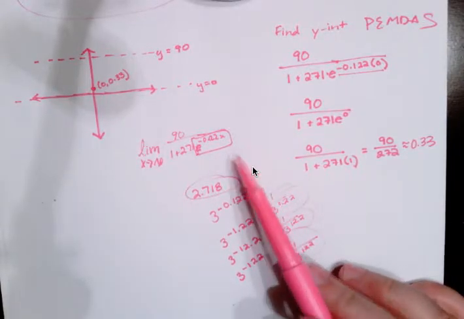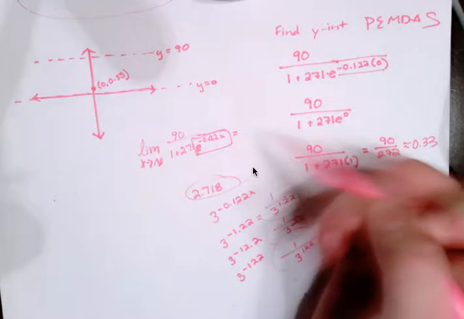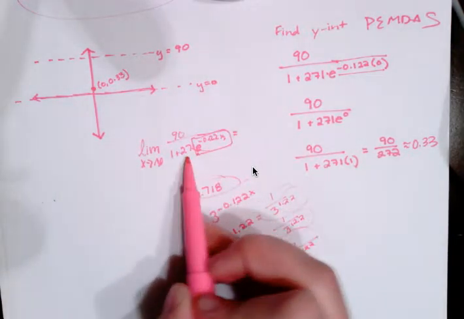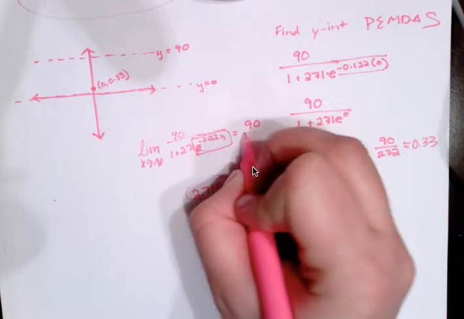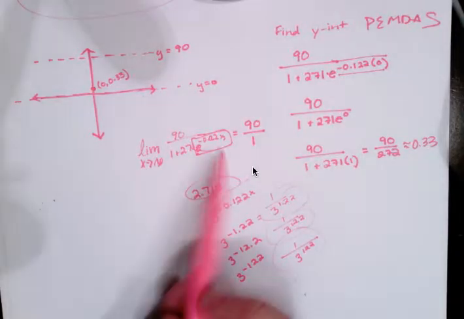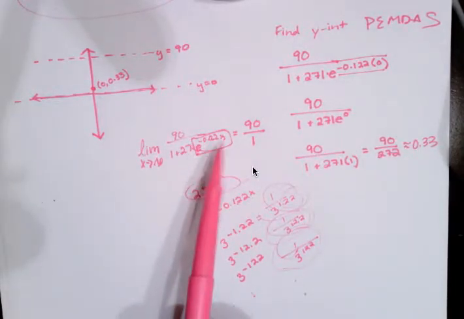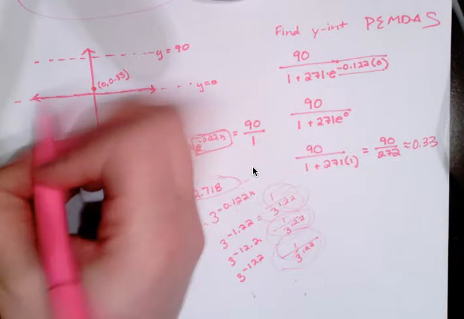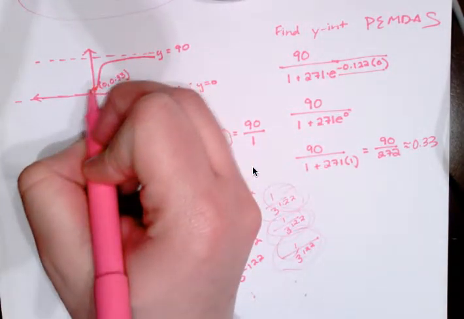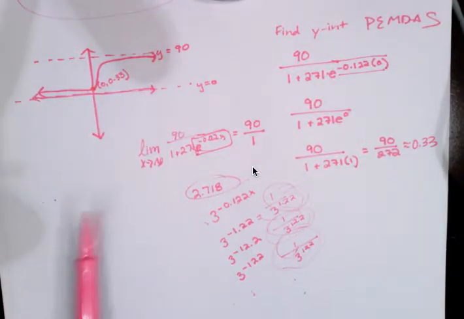So as x gets bigger and bigger, this is getting closer to 0. If we look at this limit, 0 times 271 is 0, plus 1 is 1. So my limit goes to 90 over 1. Because as x got really big, that exponential part got smaller and smaller, and then all of this goes to 90 over 1. That means as x goes to infinity, I'm going towards 90. So it's going to end up at the top, which means at the beginning it's going to start down at the bottom.